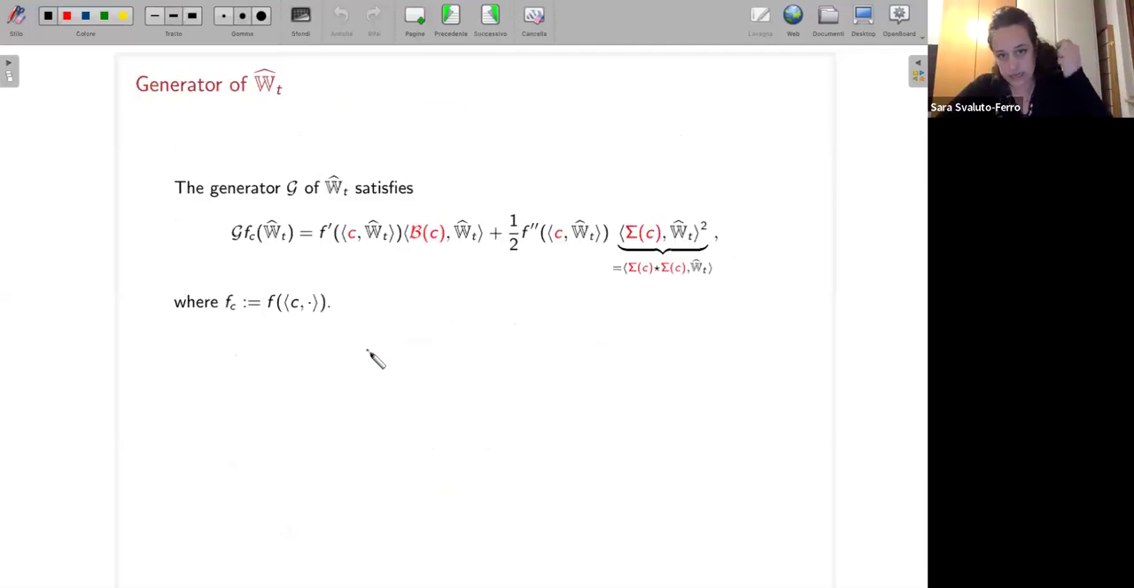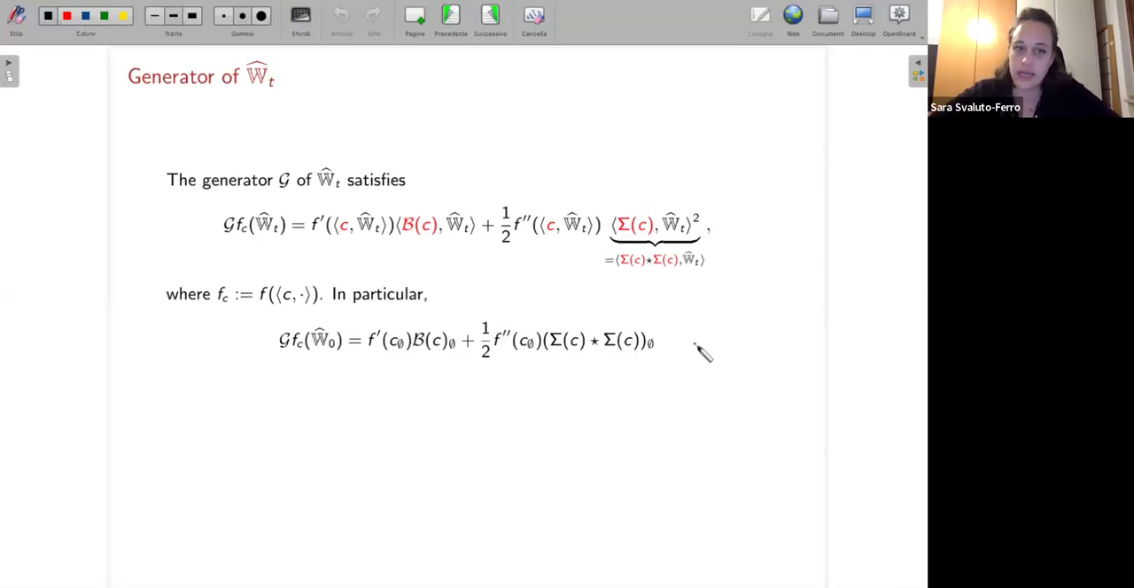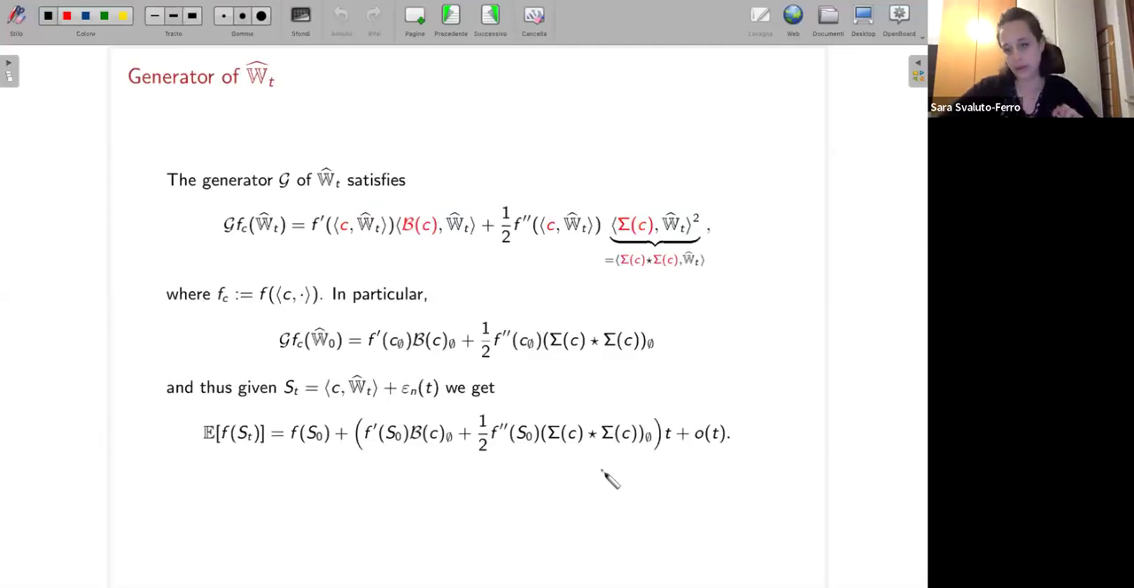And what is nice is that one can prove that if one looks at the generator of the Markov process given by the signature, applied to a function of the form function applied to a linear combination of the signature, it is of a very specific form: derivatives, where inside there is always the same linear combination multiplied by another linear combination. So if we put together this type of information, we can code exactly. We just need to code what is B and what is sigma.